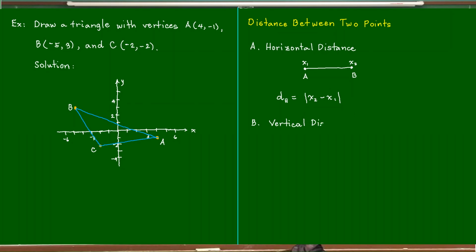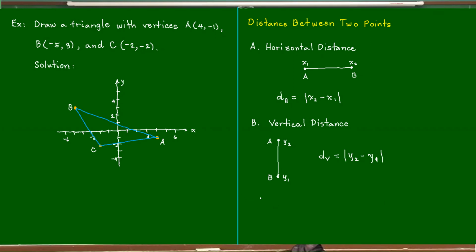For vertical distance, we have, for instance, this line segment. Let's say this is point A and point B. This is y sub 2 and this is y sub 1. So how do we get the distance between these 2 points lying vertically? Get the difference of the one that is on top, minus the one that is below. Okay? Then to make sure, take the absolute value.